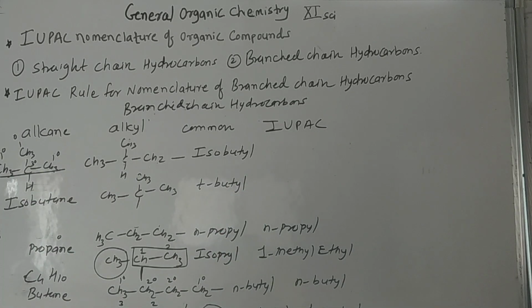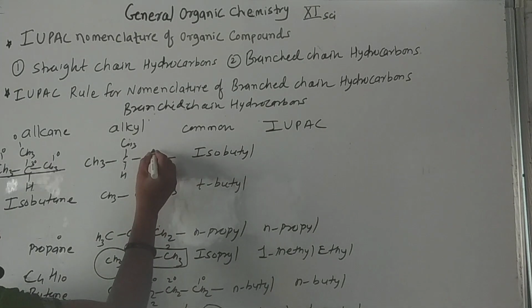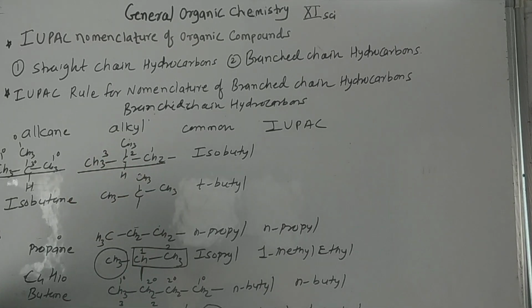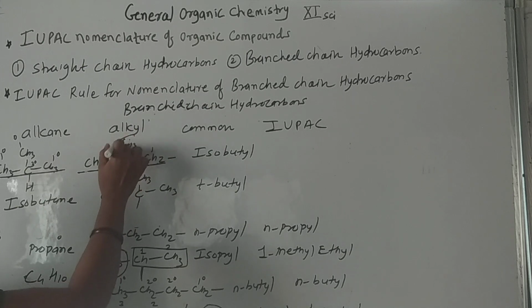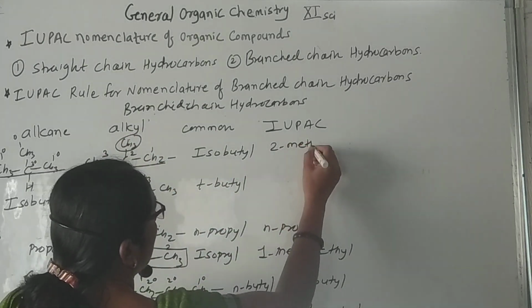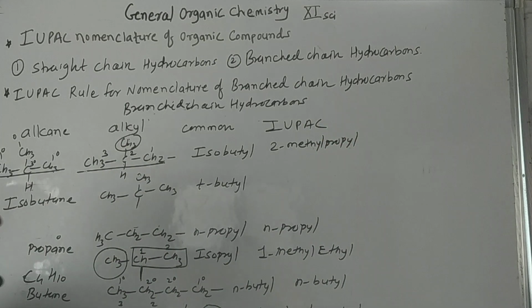Okay. So how do you write the IUPAC name? Again, in writing the IUPAC name, you select the longest chain: 1, 2, and 3. So the longest chain is of 3 carbons. That is an n-propyl, on which there is a methyl group on the second carbon. So it is called 2-methyl propyl.